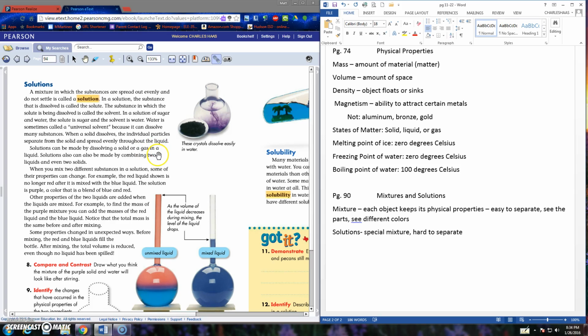Solutions can be made by dissolving a solid or a gas in a liquid. Solutions can also be made by combining two liquids and even two solids. I think they messed up there.